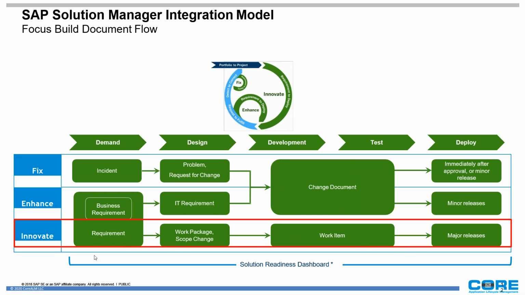The key terms that you'll see today: we're going to look at the innovation part, which is the requirements, the work packages, which is really that functional body of work that's being delivered. And then you have the work items, which is more on the technical side. Think of it as the build that's being delivered. And then all of this is tied to some type of major release, either one or many that you're using.